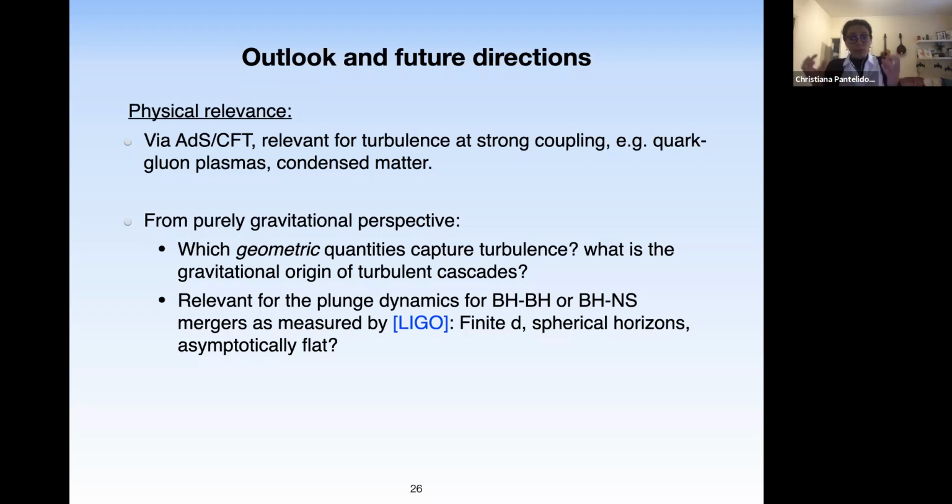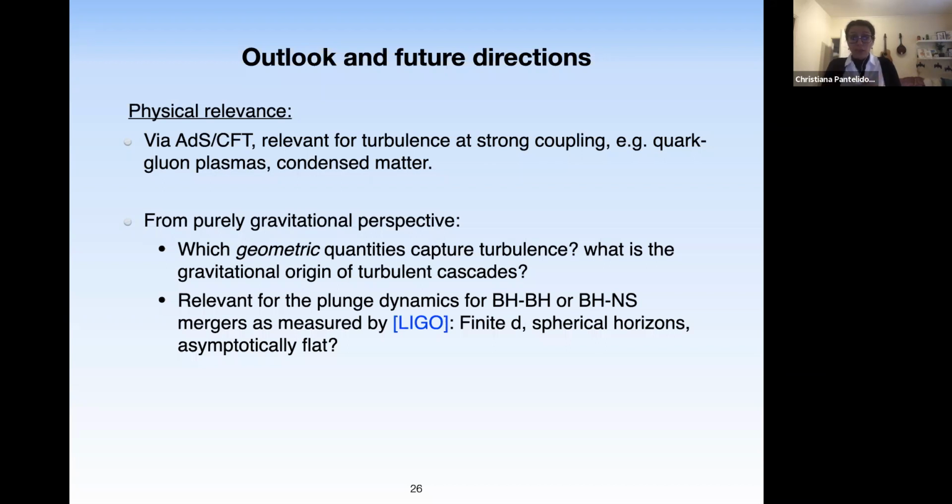So if we have two black holes that are about to merge, if there is turbulence taking place, the plunge dynamics will be affected because the drag force that one of the objects will feel will be different than if laminar. But of course, in order to make any of this more precise, we need to consider finite dimensions. We need to consider spherical horizons instead of planar. Everything that I was talking about here is about black branes, not black holes.